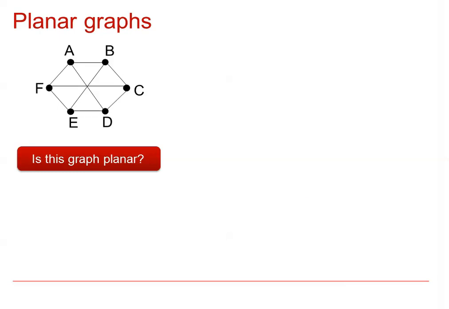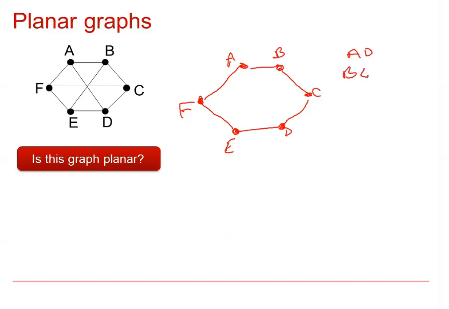So is this graph planar? The first thing we'll want to do is draw the cycle all the way around the outside. So there are 3 edges left that we haven't included. That's the edge from A to D, B to E, and F to C. So the graph is planar if we can draw these 3 edges so that they do not cross.